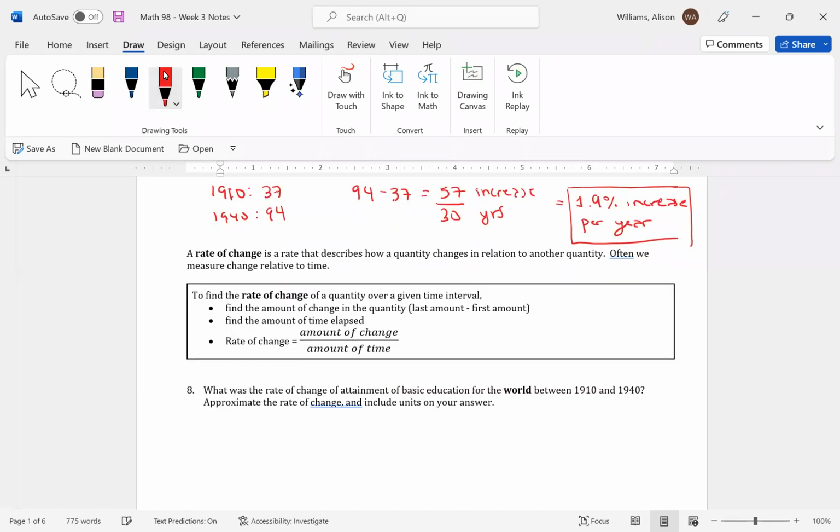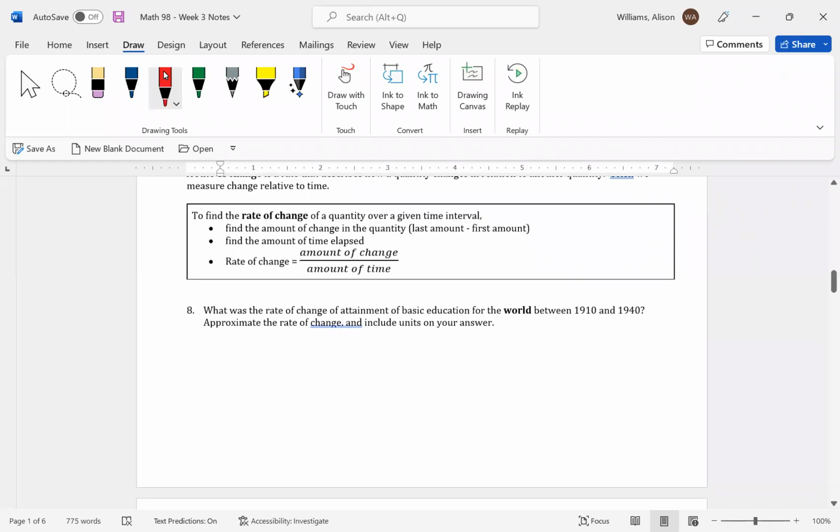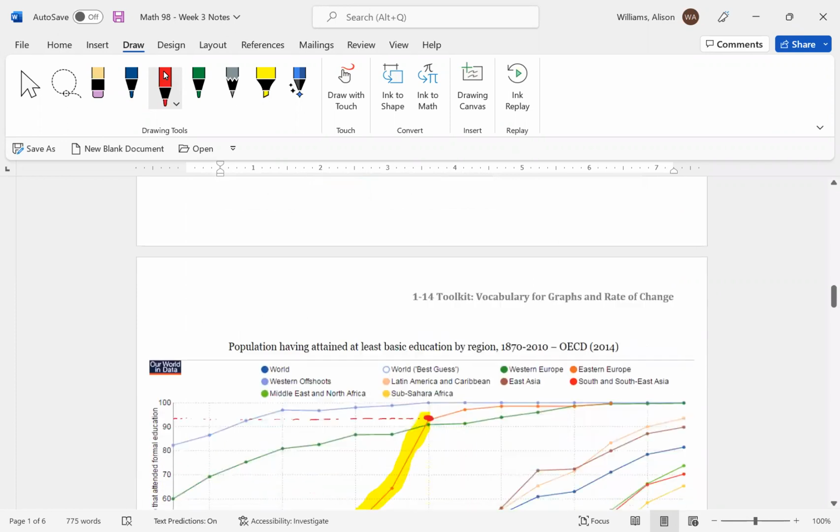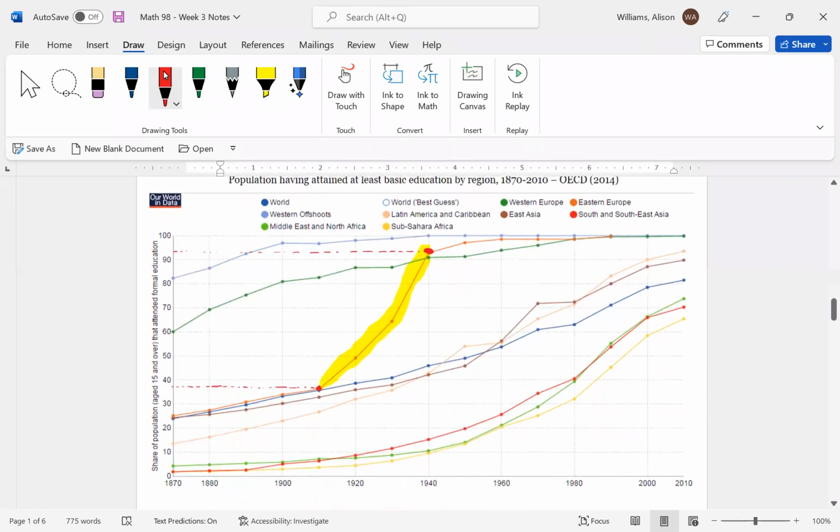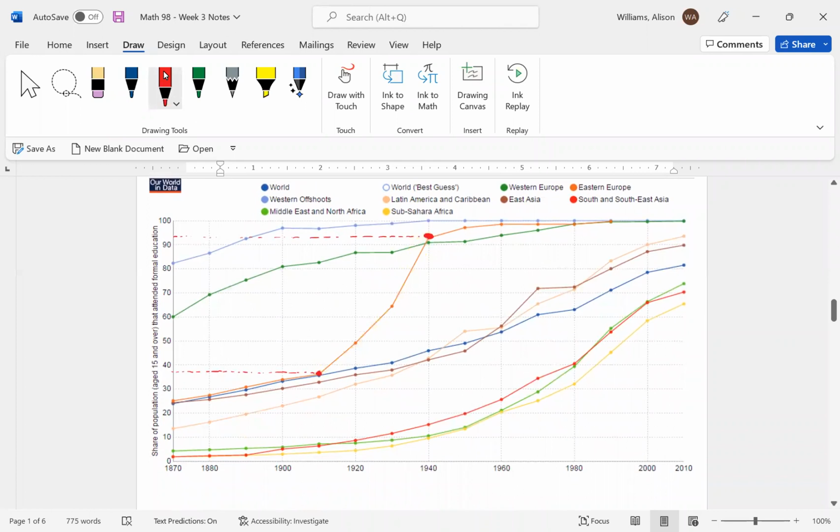Okay. So what is the rate of change of attainment of basic education for the world from 1910 to 1940? So we're going to compare them, right? What happened in Eastern Europe versus the world. All right, so let me go and erase some of my markings here. Okay, so in this graph, the world is represented as the dark blue, which is right here. Following me? Okay, dark blue. That's what we're looking at.